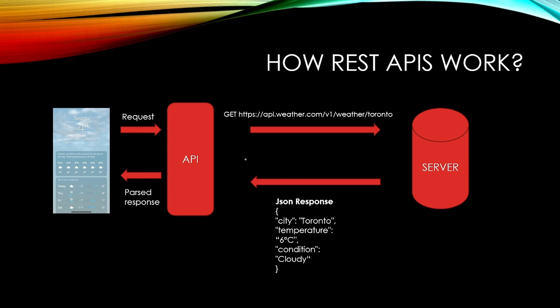When you open a weather app on your mobile, the weather app sends a request to its API. So this is a weather API. This API creates a request and sends it to the server. This request consists of this full thing.